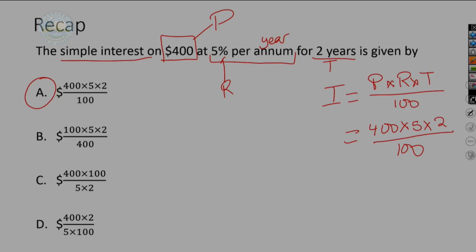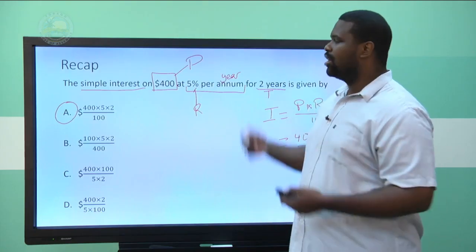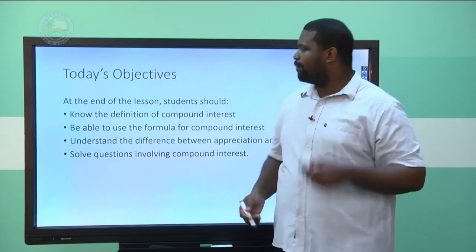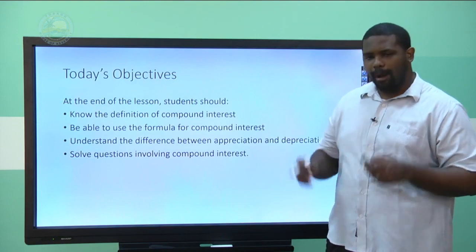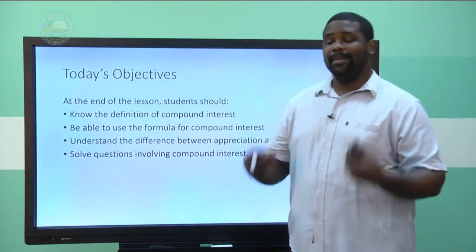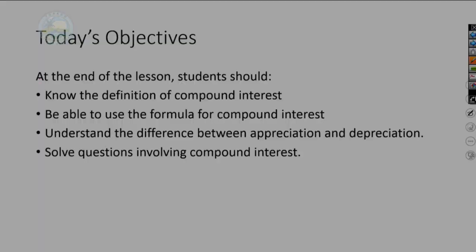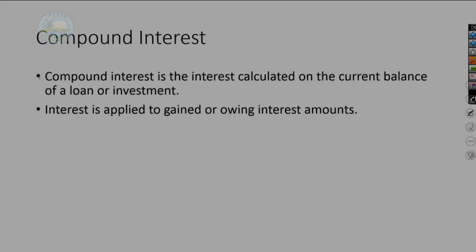So you see, again, when it comes to it, it's simply about applying the formula. And remember, sometimes it may require us to transpose a formula if we don't want to remember the others. And that is totally fine. All we have to do is continue to practice, and I will encourage you to continue to practice using simple interest. However, today, our focus is on compound interest, to know what it means, to be able to use the formula and understand the difference between what is called appreciation and depreciation while solving questions. So let's get into today's lesson.